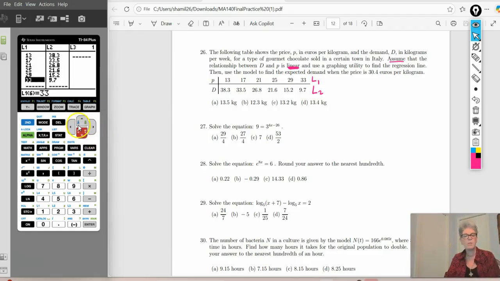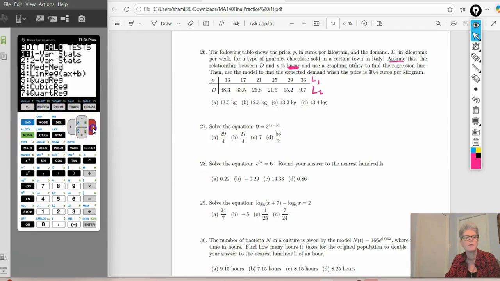All right, so we were told to assume that the relationship is linear. Okay. I don't need to look at a scatter plot on this. So I'm not going to waste time. I've been told it's linear, so I'm going to press stat, go over to calc, and find linear regression.